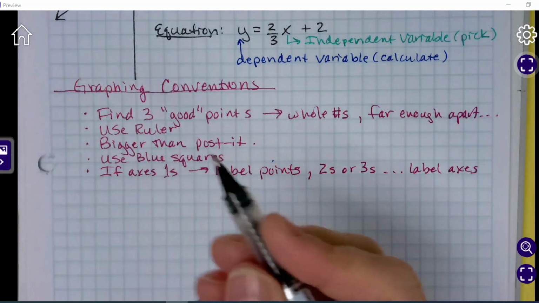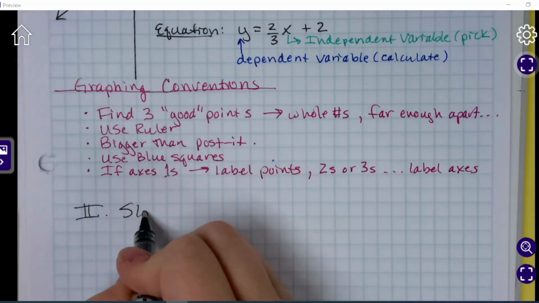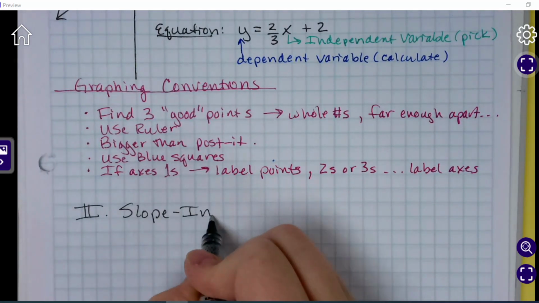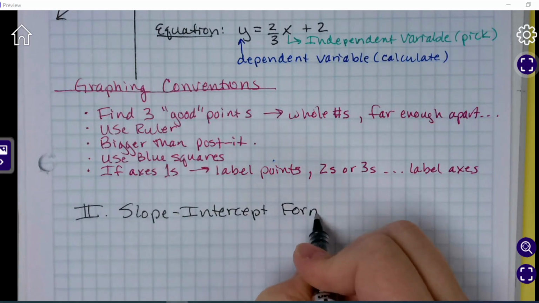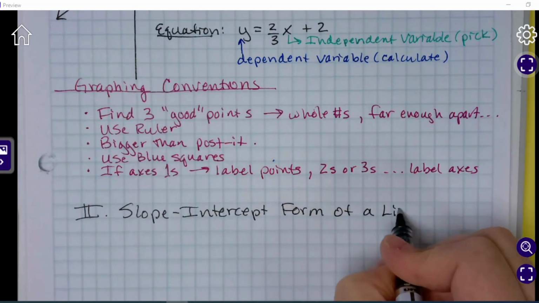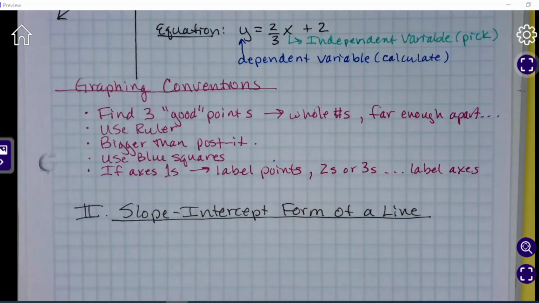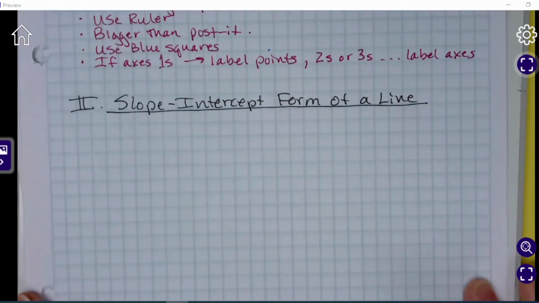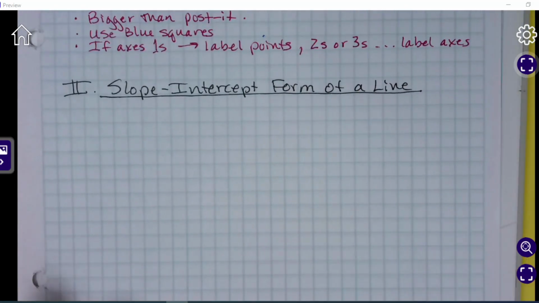All right, let's hit the nitty-gritty. Roman numeral 2. Slope-intercept form of a line. It gets its name because it has the slope in it. It has the y-intercept in it. So we call it the slope-intercept form of a line.